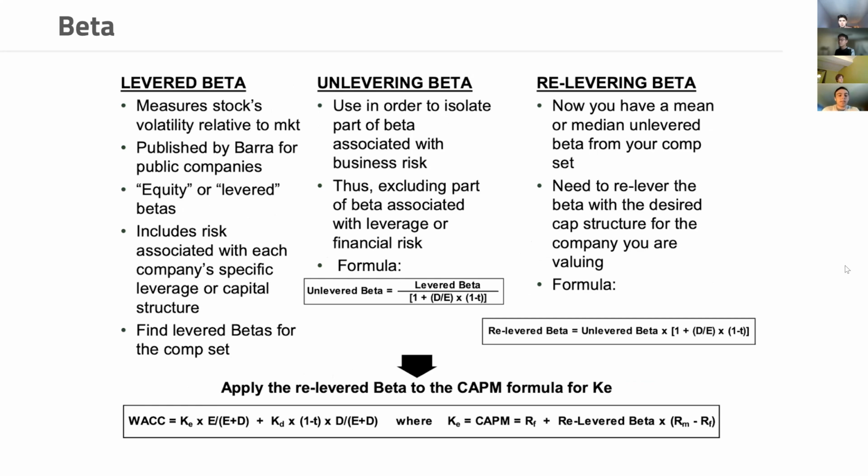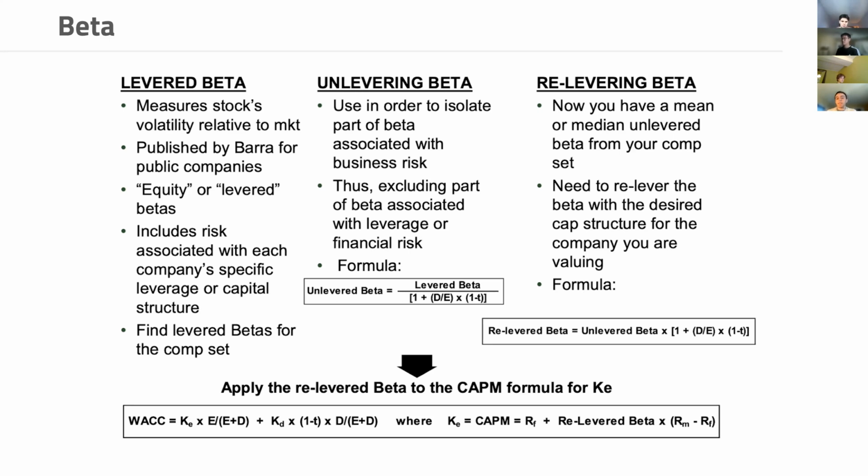So here we have another discussion of beta. I think we've covered this before. Levered beta is just going to reflect the stock's volatility relative to the market, and you can find this pretty much anywhere online. You're not going to be asked to compute this. It's going to be given.